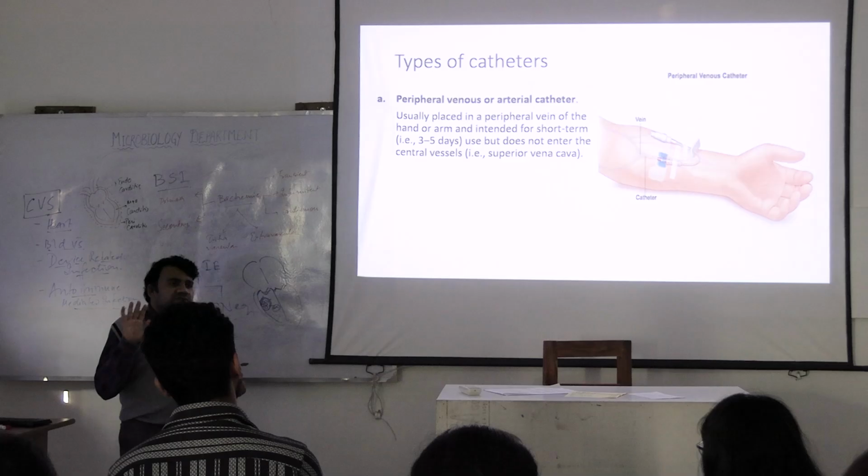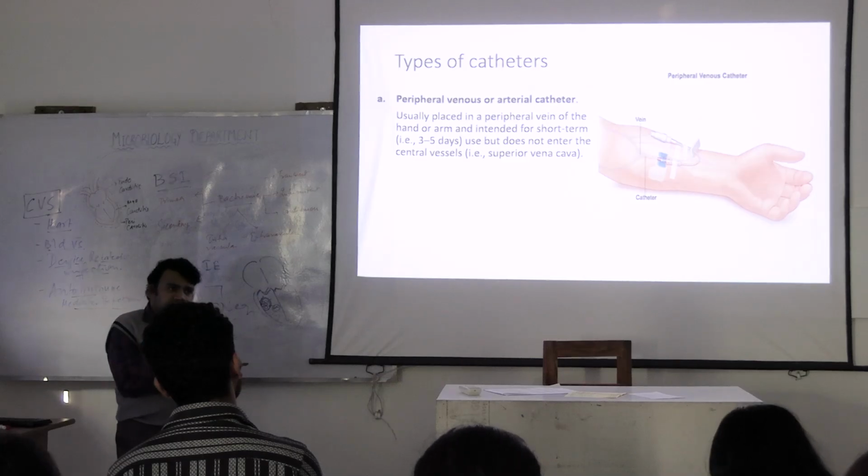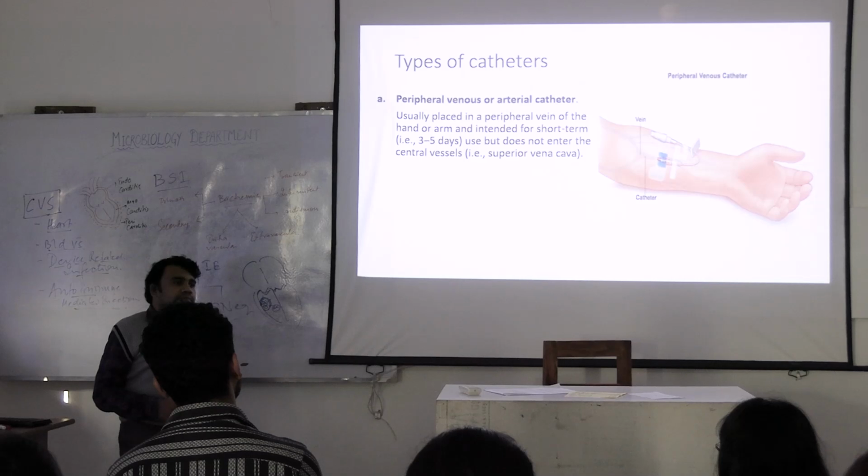What will be the chances of getting infection from a peripheral line and a central line? Which has the higher chance of infection? Why?